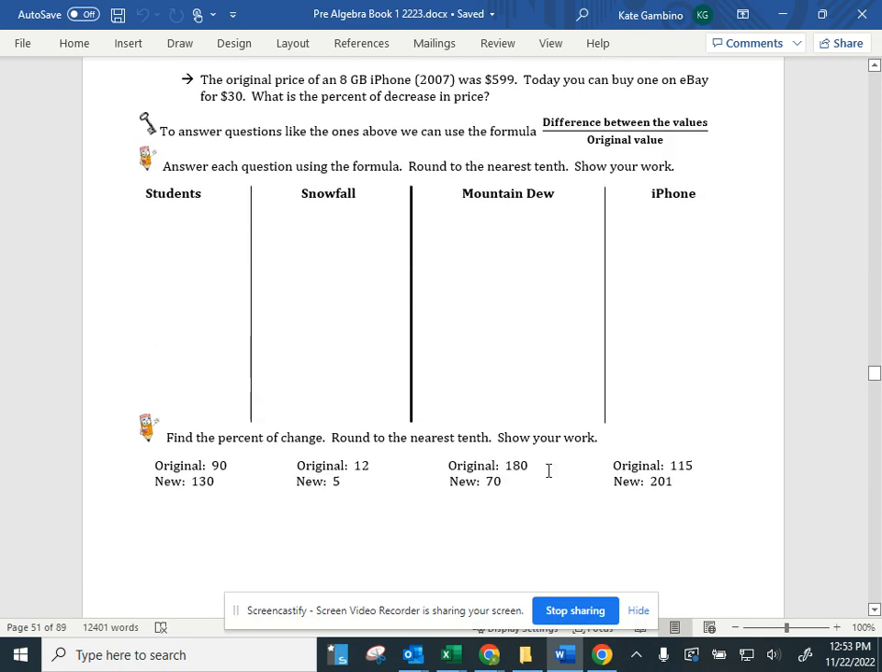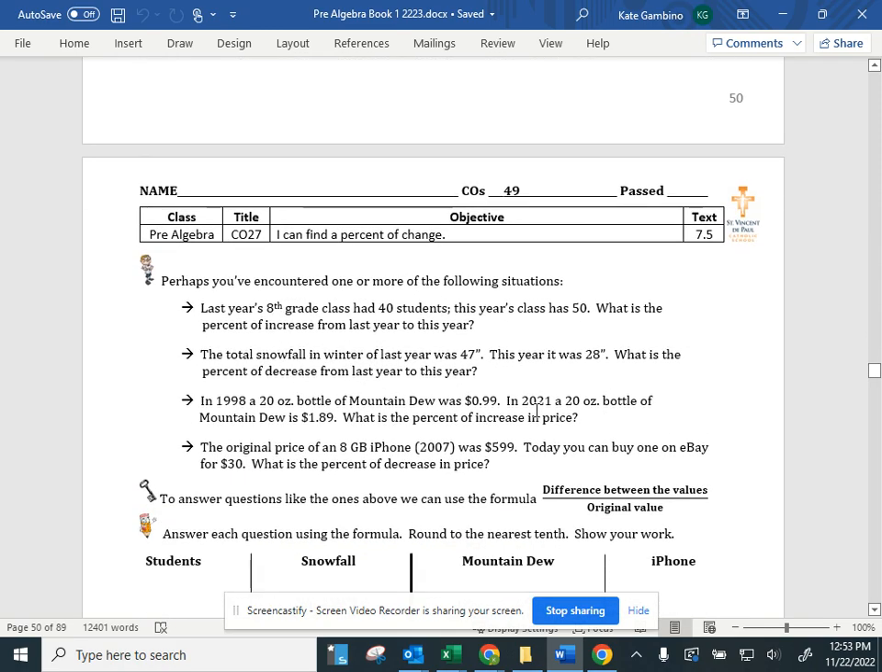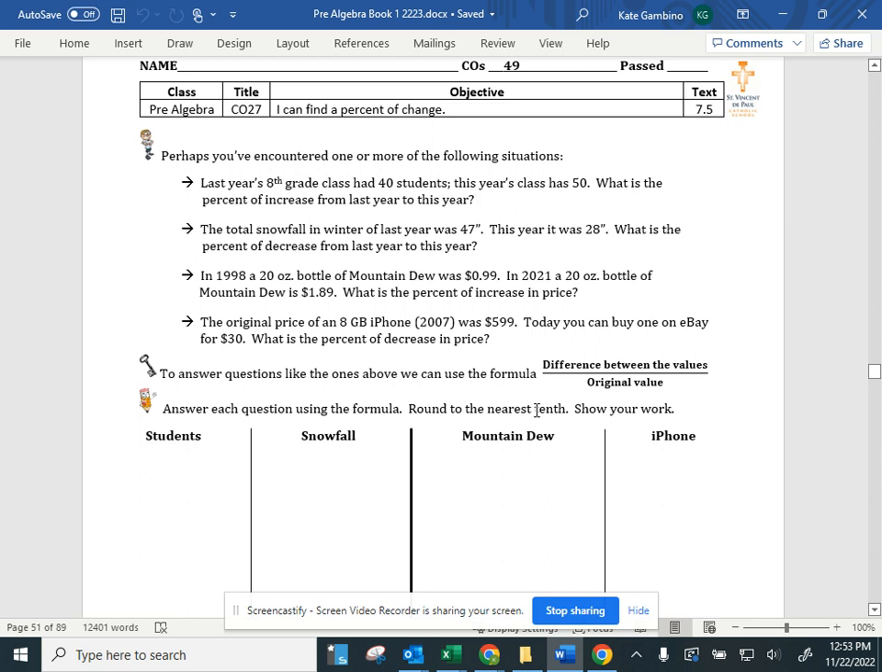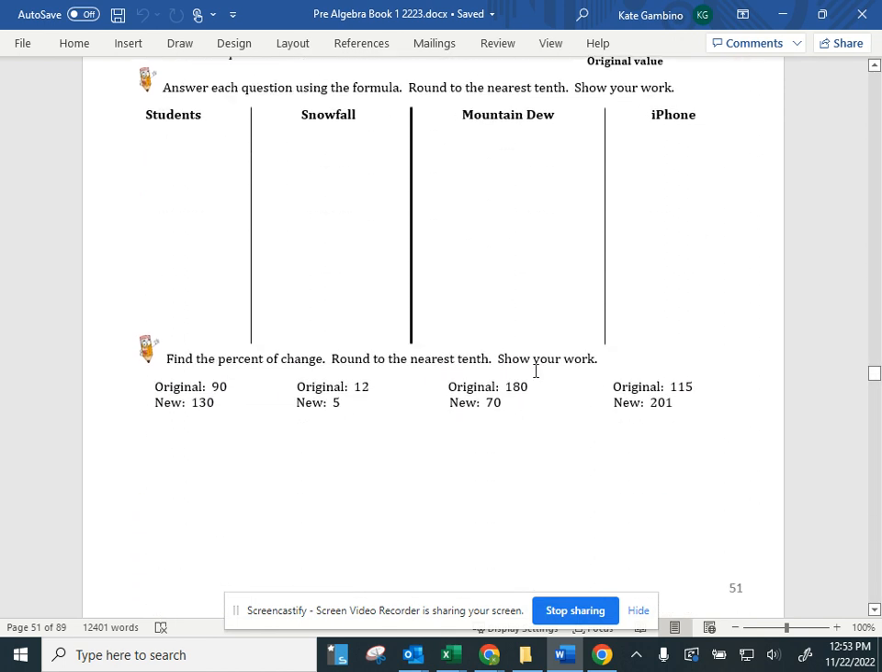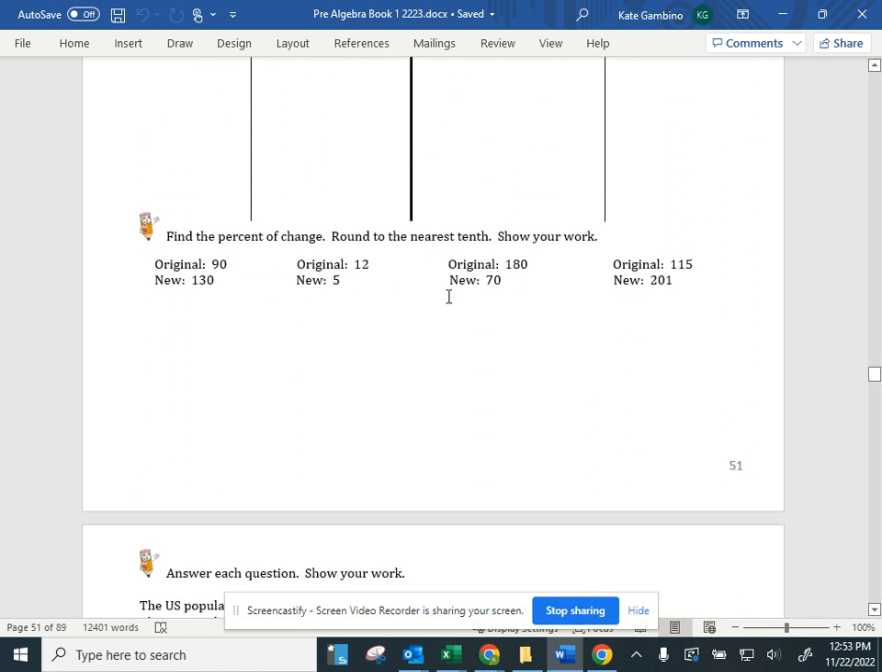Okay, good afternoon. Today we are reviewing that CO27. I can find a percent change, and I'm just recording as we're going through how we worked out each of our problems. So if we need to go back to it, we can make sure that we understand how to do it. So we reviewed the bottom of this page in class right now. So I'm just going to review one of them real quick for my friends at home.